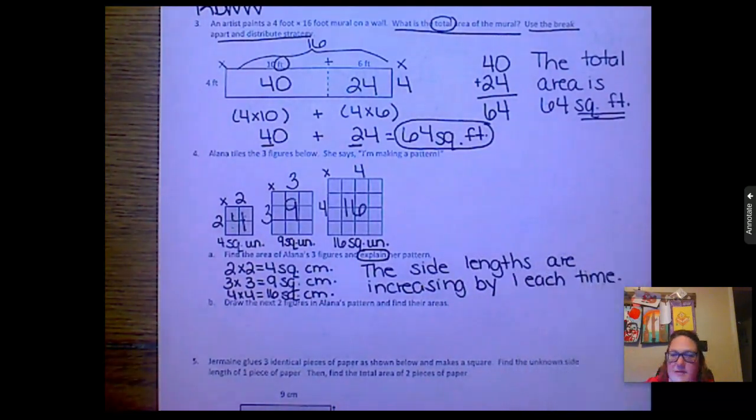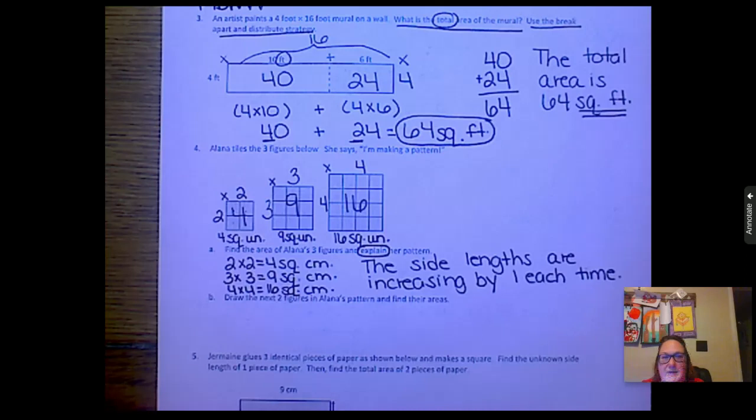Does that make sense? So writing the big long thing that we were kind of talking about, the number of rows and the number in each row, we can just say the side lengths are increasing by 1 each time, both of the side lengths, okay? And then part B says to draw the next 2 figures in Elena's pattern and find their areas.